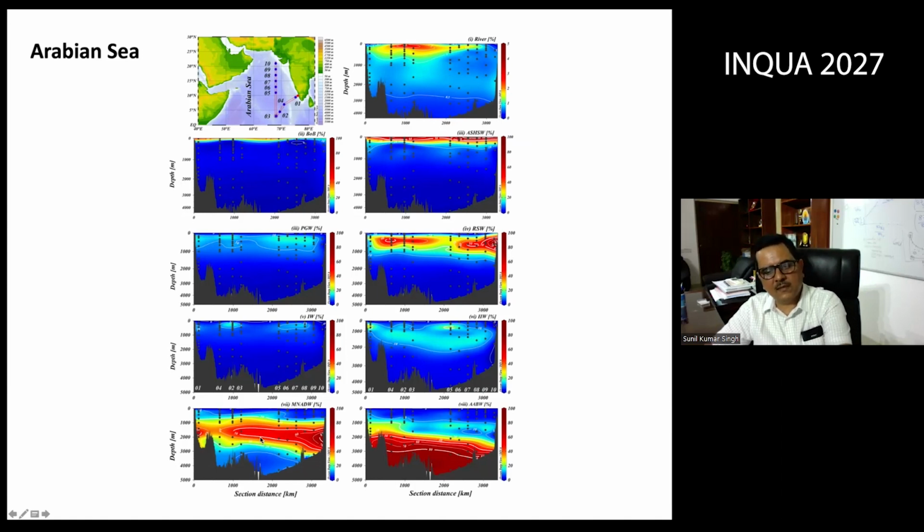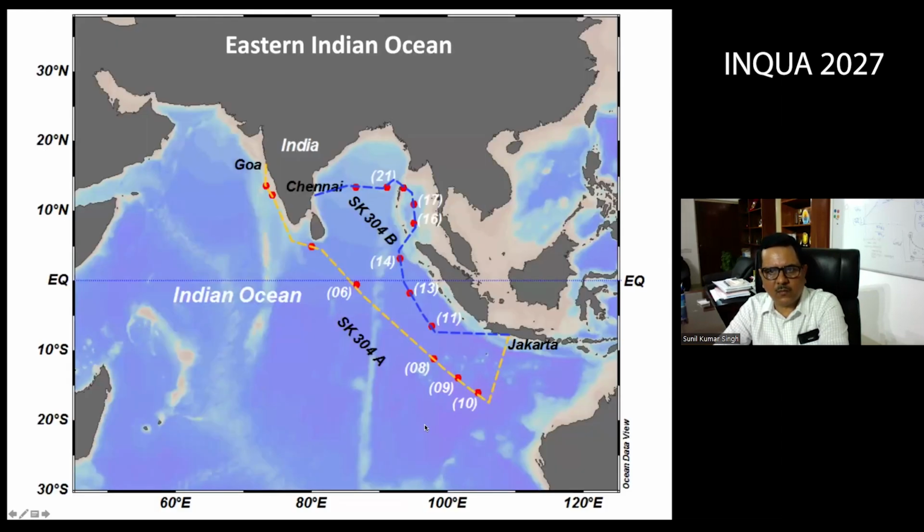But you can see here the North Atlantic deep water, which has been modified a significant amount, and there is a shoaling pattern seen, and similarly the Antarctic bottom water. So these are some of the water masses which were there.